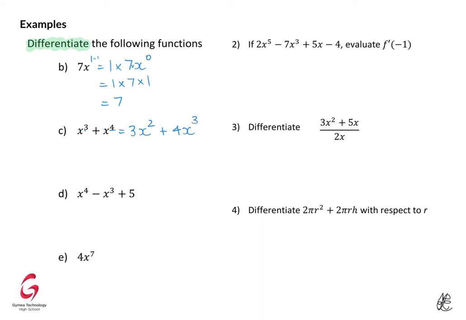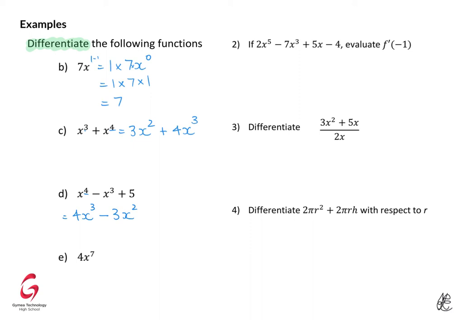Question D is exactly the same. So we're going to bring this 4 down the front, multiply it on the x, take 1 off that power. Bring that 3 down the front, multiply it onto x, take 1 off the power. And then for the last term, there is no x value with a power attached to bring down the front.